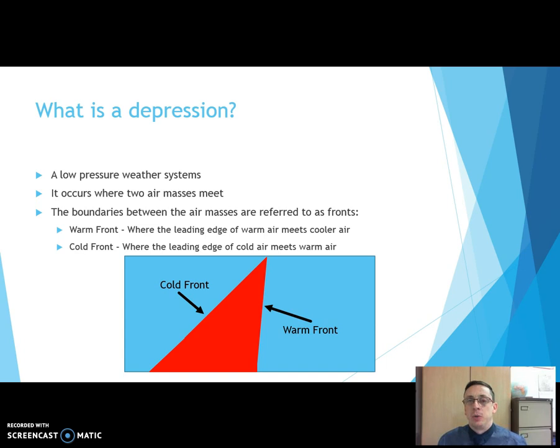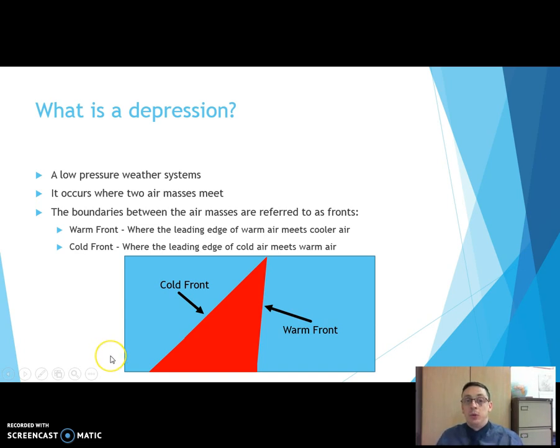By low pressure we're talking about low air pressure, and it occurs where we've got two different air masses that meet. If you look down at this diagram here, the red triangle is meant to represent a mass of warmer air that is moving its way across a mass of cooler or cold air. We've got two boundaries here, this one here, and this one running down here. The name that we give to the boundary between the two air masses is a front.